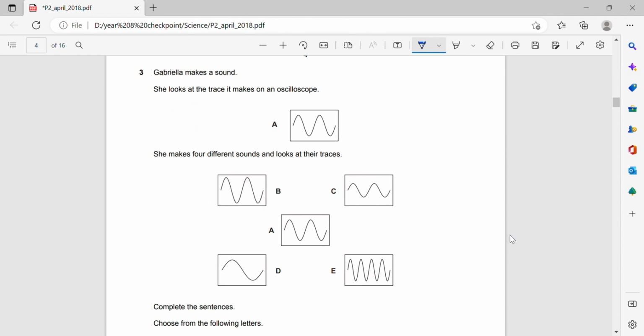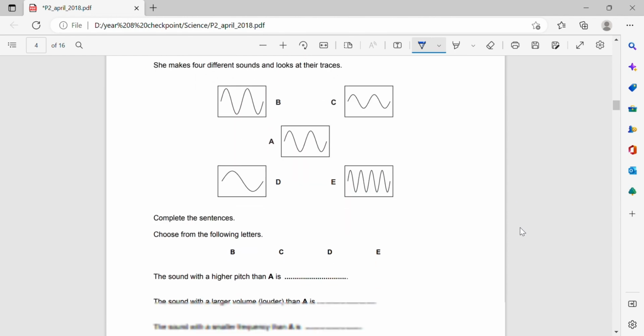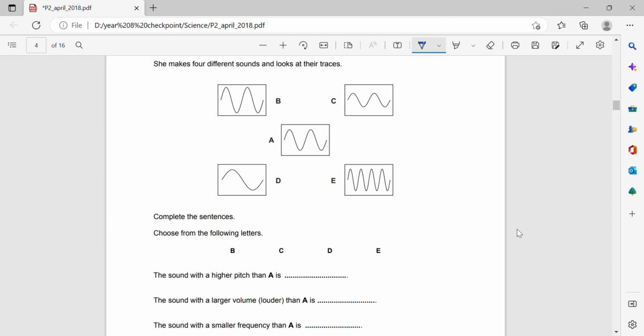Gabriella makes a sound. She looks at the trace it makes on an oscilloscope. She makes 4 different sounds and looks at their traces. We have B, C, D, E. Complete the sentences. Choose from the following letters. The sound with a higher pitch than A. Higher pitch means what? In other words, we mean higher frequency. Higher frequency means a number of waves per unit time. Which one here has higher number of waves per unit time? Great, E.